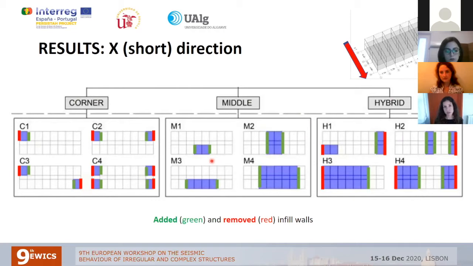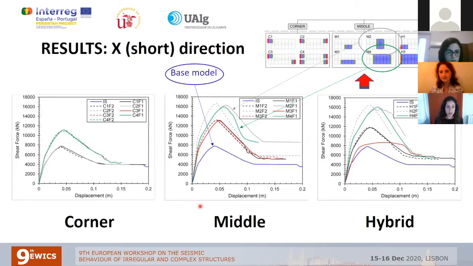If we look at the capacity curves, and again, the blue is the base model, and we look again at the models M2 in gray and M4 in green, we can see that the capacity is going up in this case. And not by a little, it's really going up.